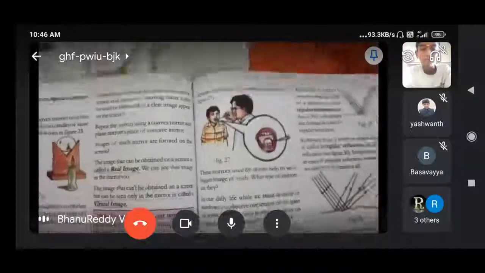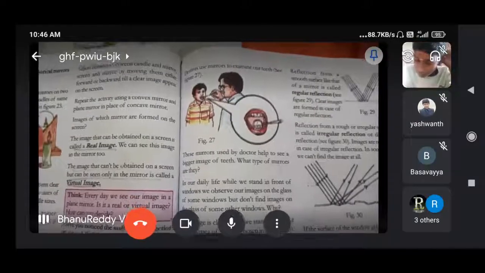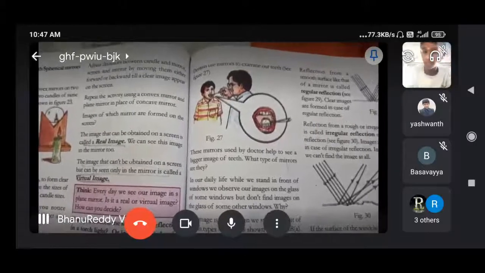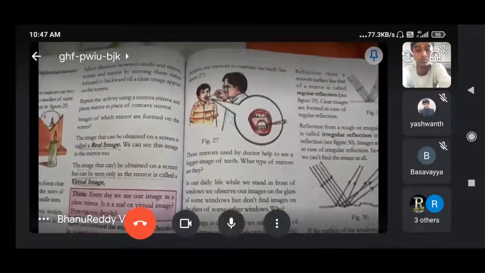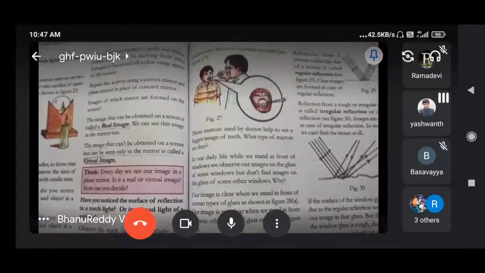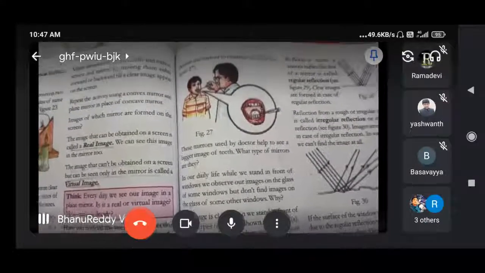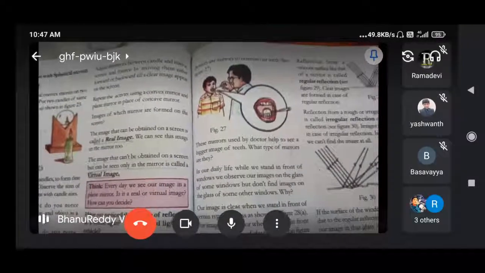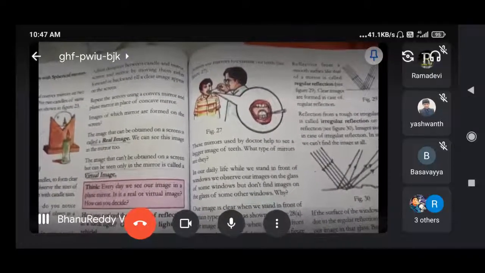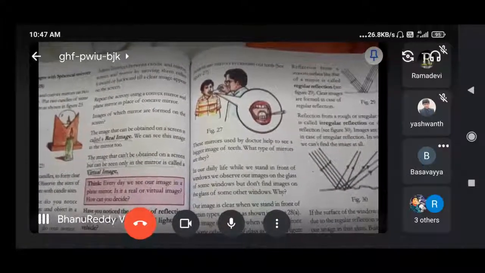So here see, dentists use mirrors to examine our teeth. Those mirrors are used by doctors. They give a bigger image of the teeth. What type of mirrors are those? Can you guess? Which type? Our image is clear. Why? Because it is a big size image. Concave mirrors will give big size images. That's why. And also, what is used in a magnifying glass? Now tell me. Concave. Yes, to magnify we use concave mirrors.